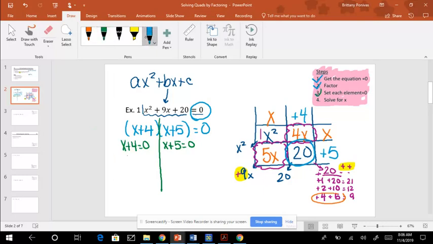So x plus 4 equals 0. I'm going to subtract 4 from both sides. X equals negative 4. X plus 5 equals 0. You subtract 5 from both sides. Oops, let's try that again. So when you subtract 5 from both sides, plus 5 and a minus 5 cancel, we get x equals negative 5. So these would be your 2 roots right here. X equals negative 4 and x equals negative 5.